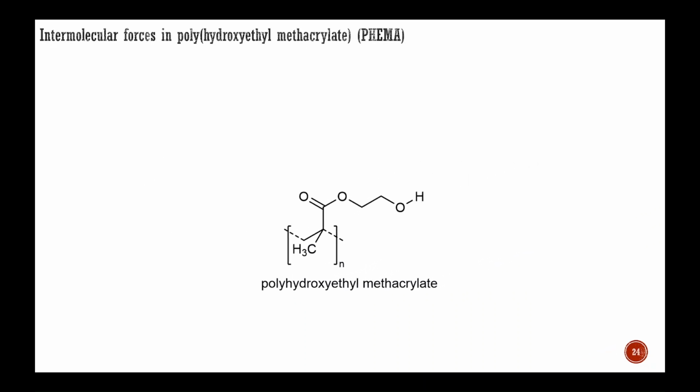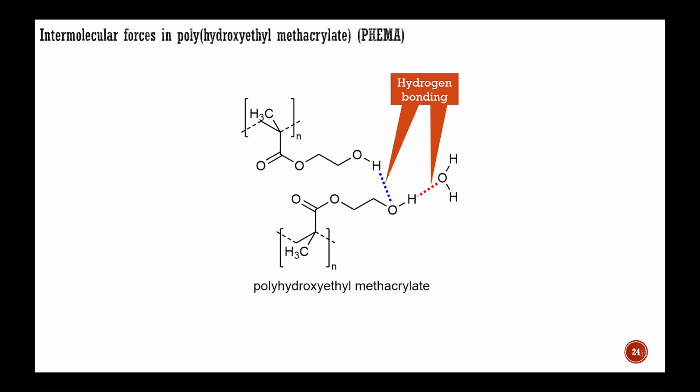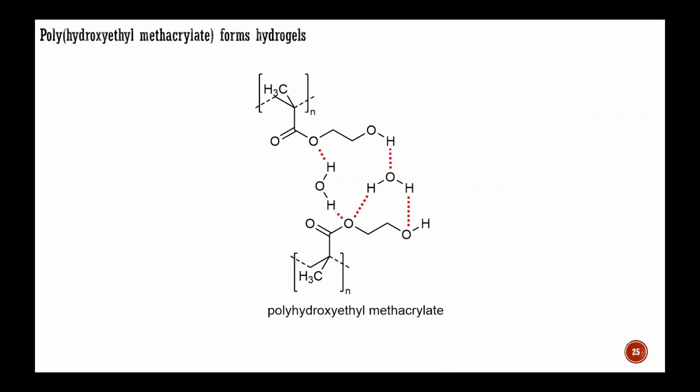Unlike polymethyl methacrylate, polyhydroxyethyl methacrylate contains hydroxyl groups along its chains. These hydroxyl groups create strong hydrogen bonds, not only between the chains themselves, but also with water molecules found in tears. When polyhydroxyethyl methacrylate gets in contact with tears on the eye, these interactions cause the material to absorb water and swell, forming a soft, water-rich network known as a hydrogel. Hydrogels are unique because they combine the structural network of the polymer with a large amount of water.